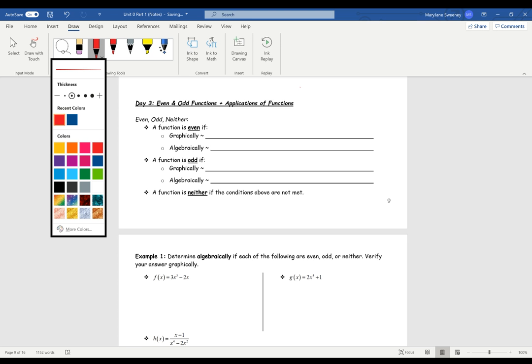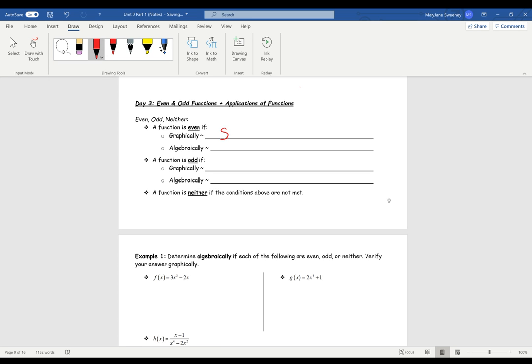Okay, day 3, we're going to look at even odd functions. A function is even if graphically it's symmetric about the y-axis. Algebraically, you do f of negative x, and if you end up getting the f of x function back again exactly as it is, then you know that's an even function.